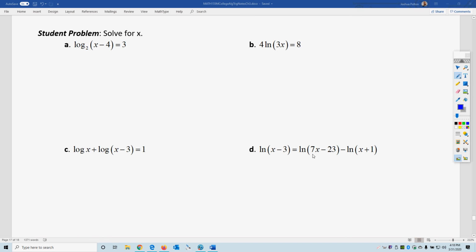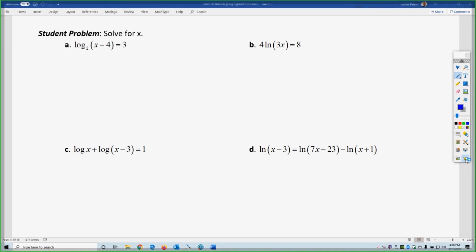All right, so we have a base 2 here, so I'm going to do a base 2. So this is 2 to the power of log base 2 of x minus 4 equals 2 to the third. Cancel, cancel. x minus 4 equals 8. So if I add 4, x equals 12, and that works out okay if you plug it back in.